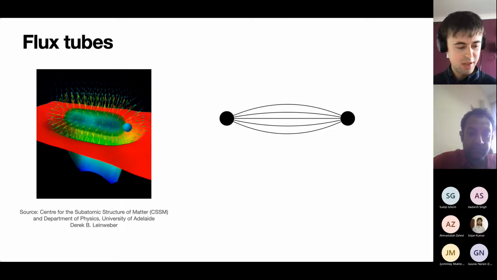Yes, I just put this in here to try and demonstrate this nice flux tube.